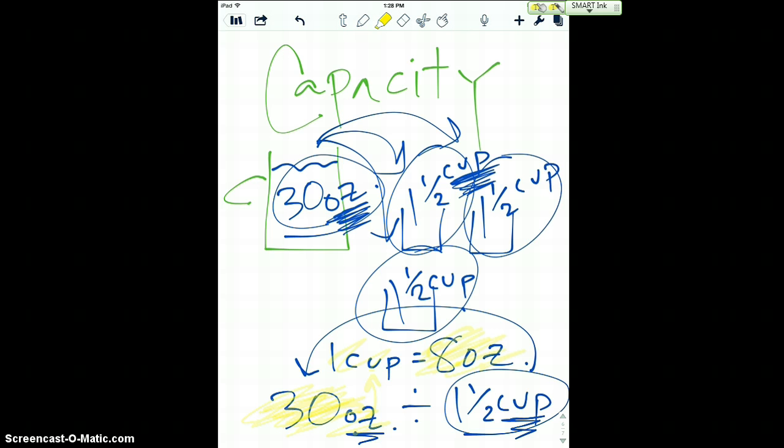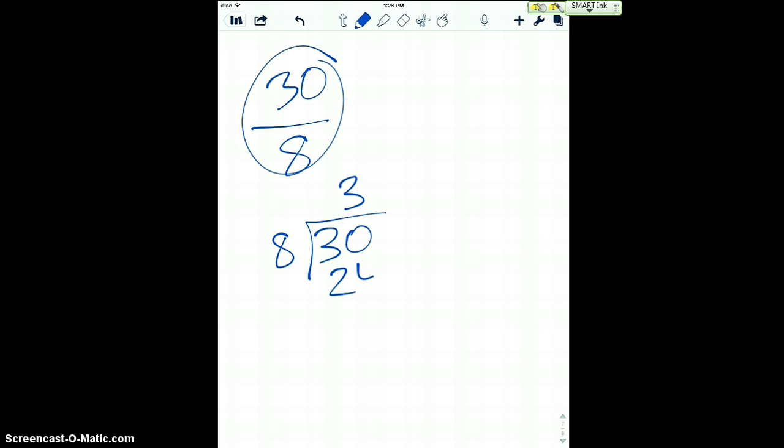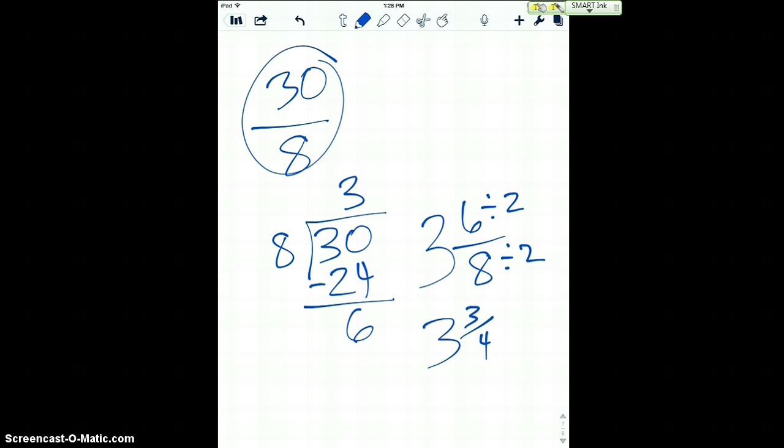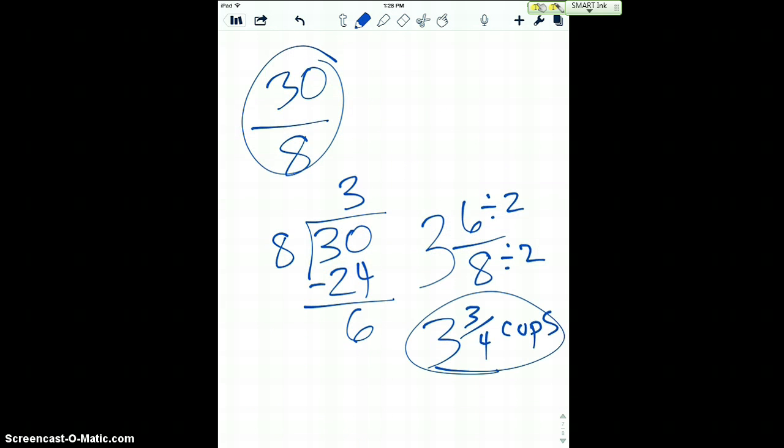To find that fraction, I could do 30 divided by 8, because we were figuring out how many 8s are in 30. This is improper, so if we convert it to a mixed number, it went in 3 times and we are left with 6. So 3 and 6/8, which if we divide both by 2, is 3 and 3/4. So we know 30 ounces is 3 and 3/4 cups. Now if we want to know how many 1.5 cup servings are in 3 and 3/4 cups, I'm going to take 3 and 3/4 cups and divide it into groups of 1.5 cups.